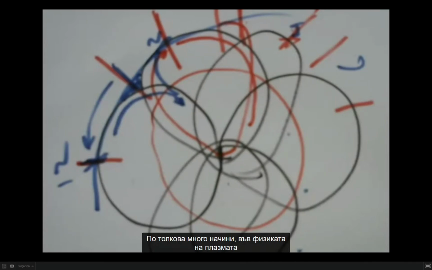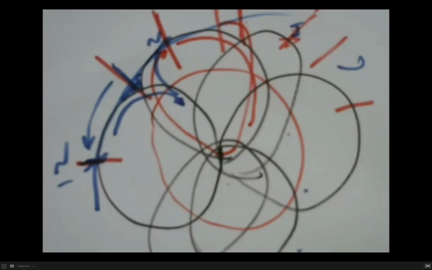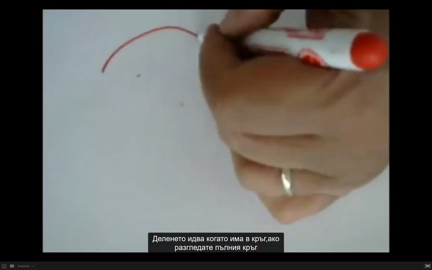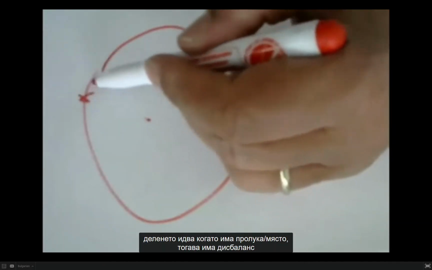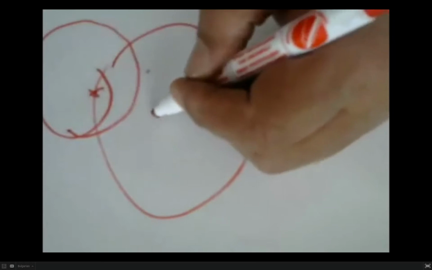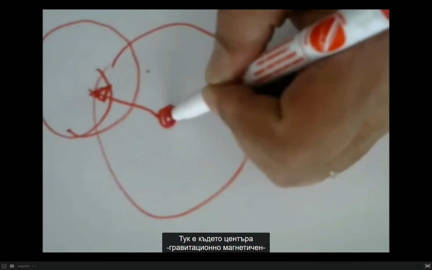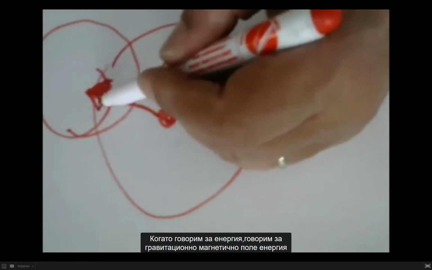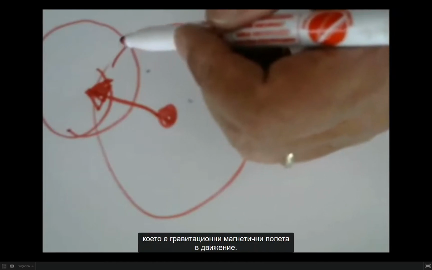In so many ways, in plasma physics, the work of the physicist has always been looking at the structure in one direction and not in both directions, both plasmatic and gravitational. If you consider the full circle, the division comes when there is a gap, there is a disbalance. And at a point of disbalance, this disbalance allows the creation of another center. It becomes a feeding zone. This is where the center, gravitational magnetic, finds a weaker point to release its energy. When we speak about energy, we talk about gravitational magnetic field energy, which is gravitational magnetic fields in motion.